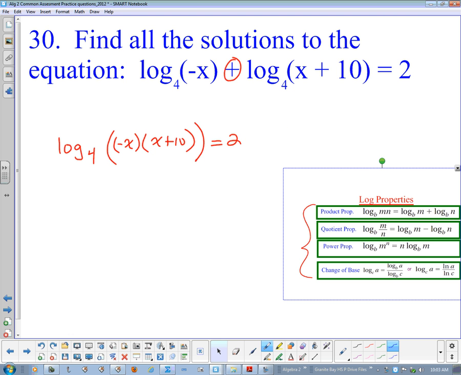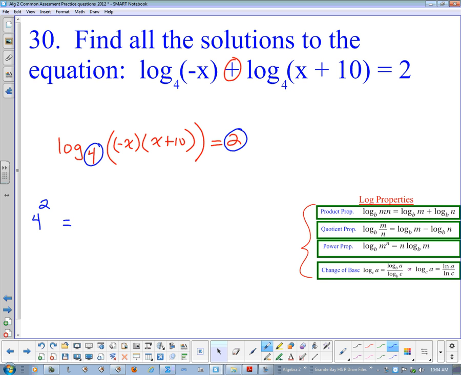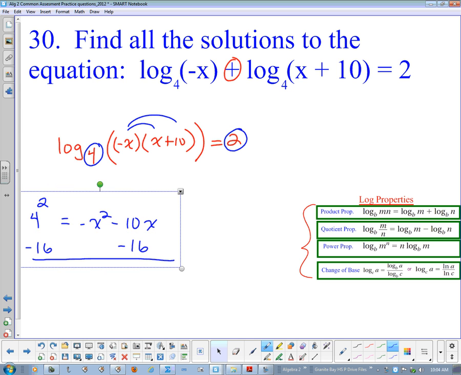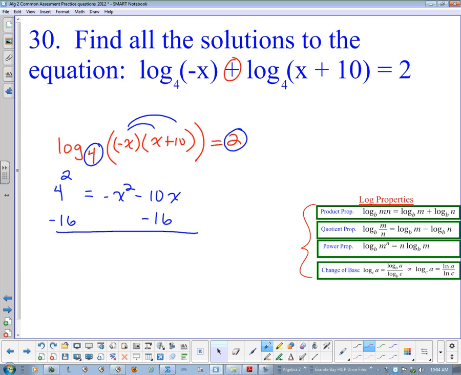Now, what I can start to do is use that whole starting process from log form to exponential form. So I've got a base of 4 raised to an exponent of 2 is equal to, I'm going to distribute all in one step here, negative x squared minus 10x. This 4 squared is 16, so if I subtract 16 on both sides, I end up with 0 is equal to negative x squared minus 10x minus 16.